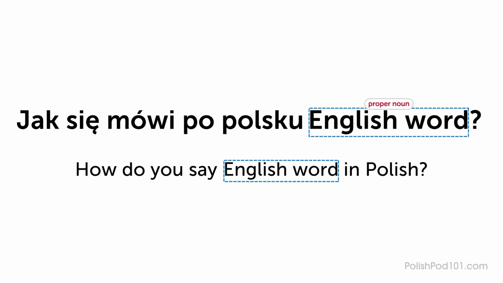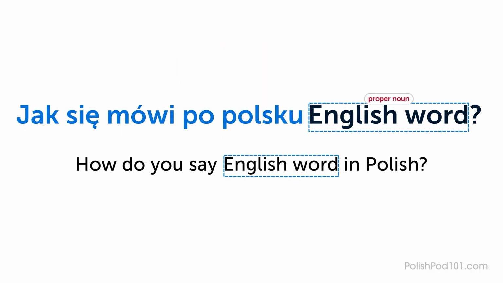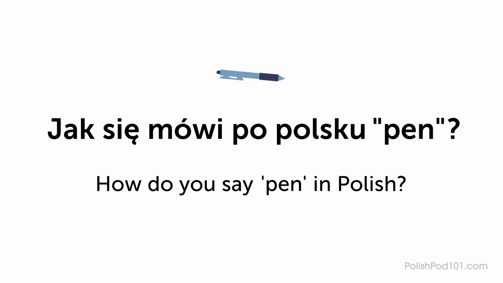The pattern is Jak się mówi po polsku, English word? How do you say English word in Polish? To use this pattern, simply replace the English word placeholder with the word you want to know. Imagine you want to know the Polish word for pen. Ask, how do you say pen in Polish? Ready? Jak się mówi po polsku pen?